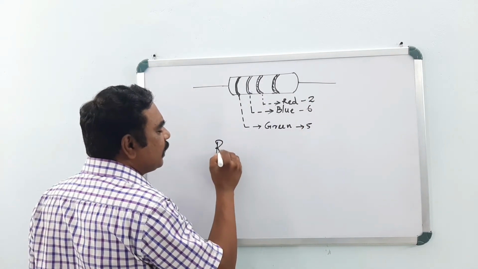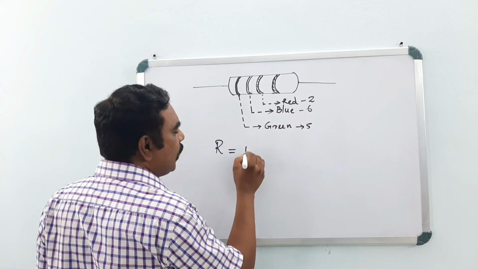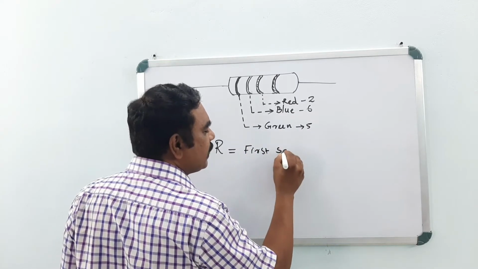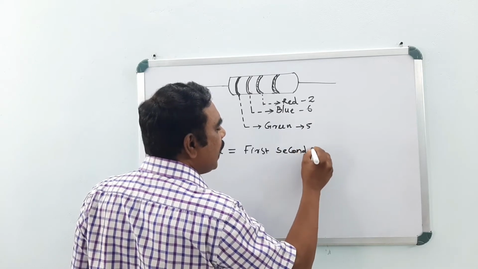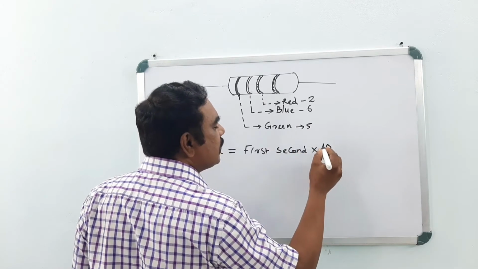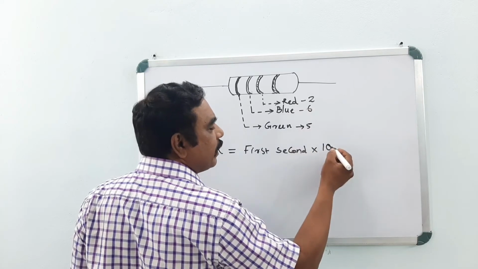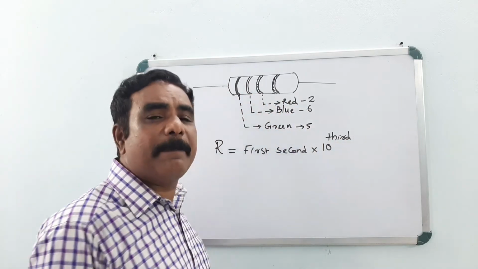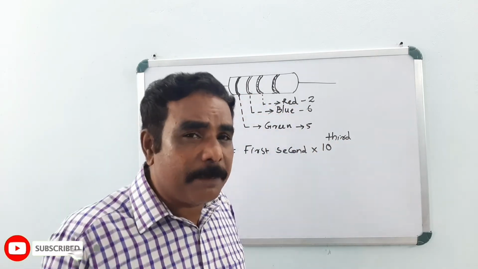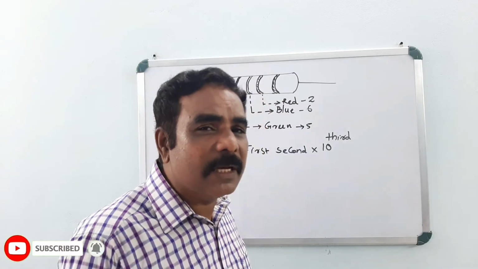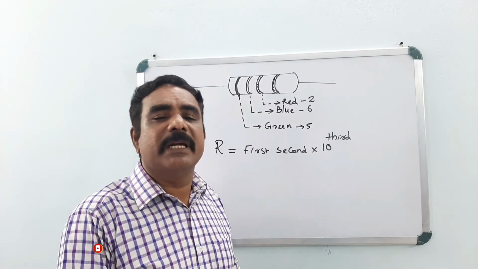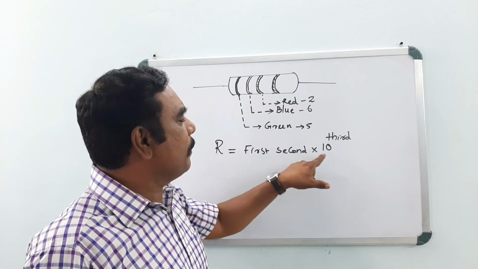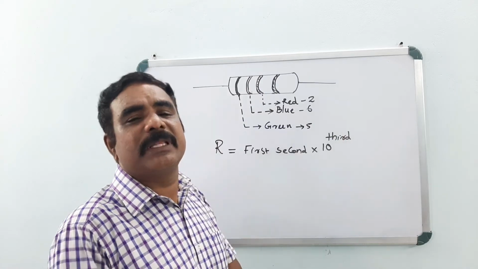Now resistance is given by first color digit, in front of it second color digit, and the 3rd color is made as power of 10 and multiplied. So 3rd digit is the multiplier digit. Make it power of 10 and multiply with the value that you obtained from the earlier 2 colors. First color value, second color value multiplied by 10 raised to 3rd color.